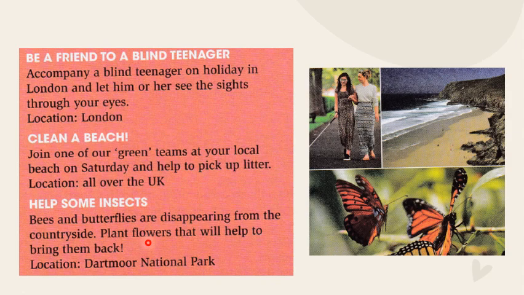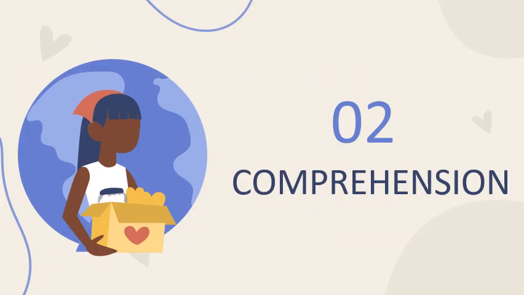Okay, so plant flowers that will help to bring them back. So you will help these bees and butterflies come back by giving them a place to stay. So you plant flowers. Okay, dekat mana? At Dartmoor National Park. Right, now that you've done reading, let's look at the exercises.